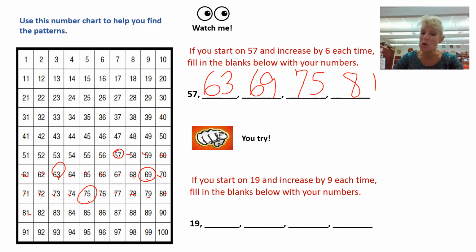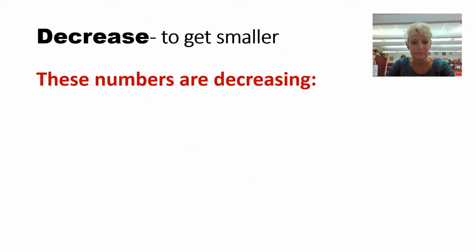Okay, I'm hoping that you practiced increasing. Did you start on 19 and increase 9 each time? I gave you the big number. When you did that, did you get 28, 37, 46, and 55? If you did, give yourself a pat on the back because you practiced increasing and finding the rule was adding 9 each time.